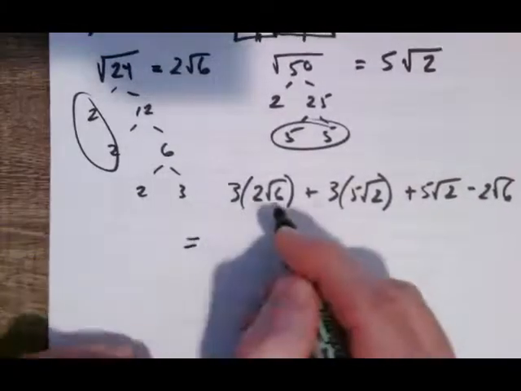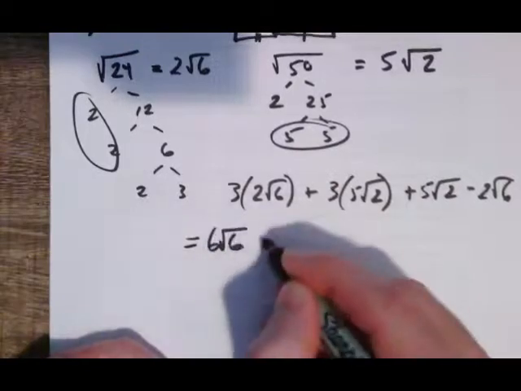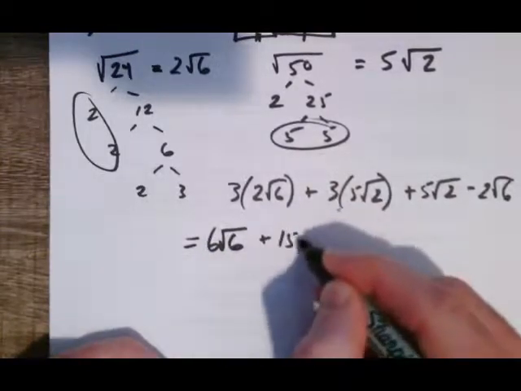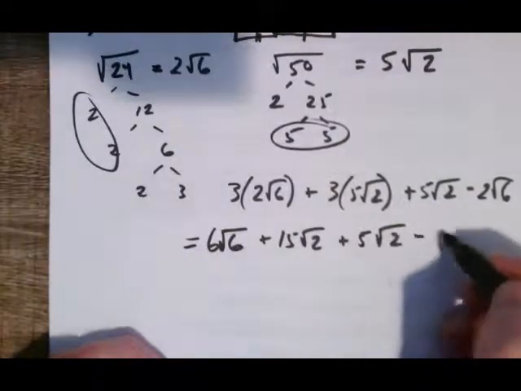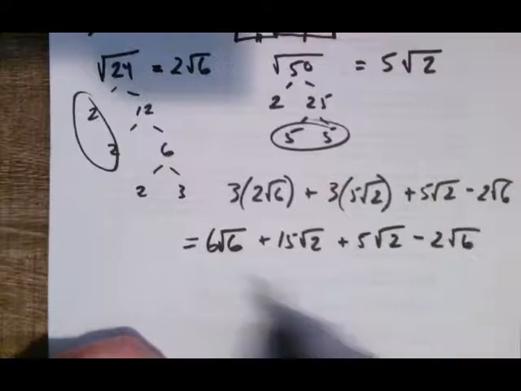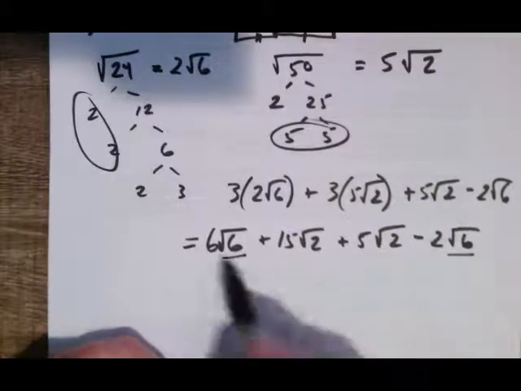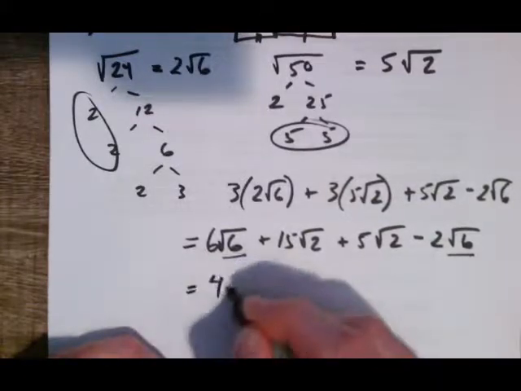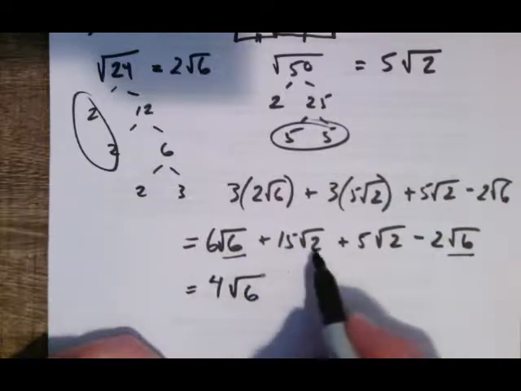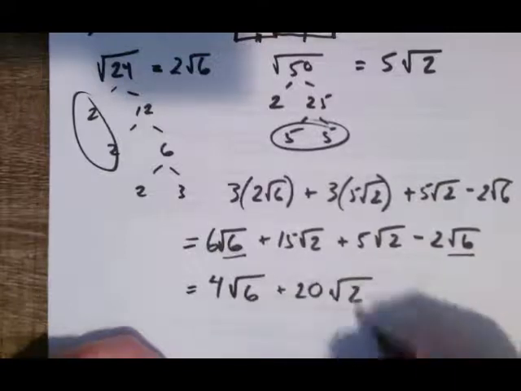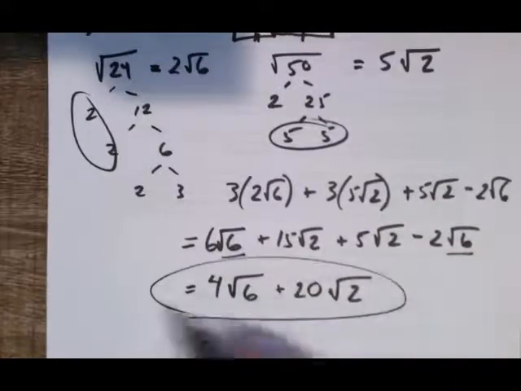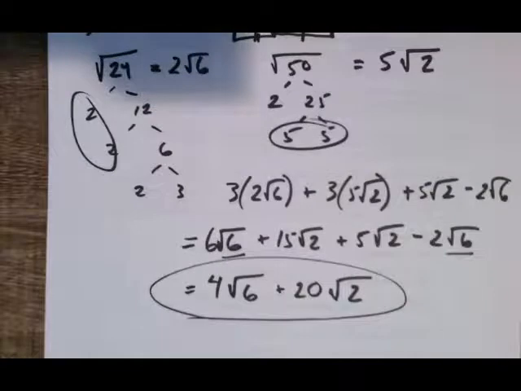So this equals 3 times 2 is 6, so that's 6 root 6. 3 times 5 is 15 root 2, plus 5 root 2 minus 2 root 6. So we collect like terms. It's a root 6 and a root 6, so 6 minus 2 is 4, 4 root 6. 15 root 2 and 5 root 2, so 15 plus 5 is 20, 20 root 2. That is the simplified perimeter of number 9. That's what I want, right? A simplified radical expression for the perimeter.